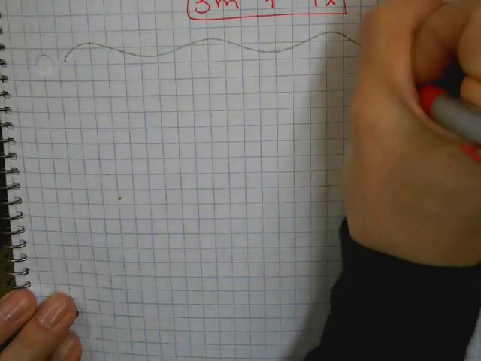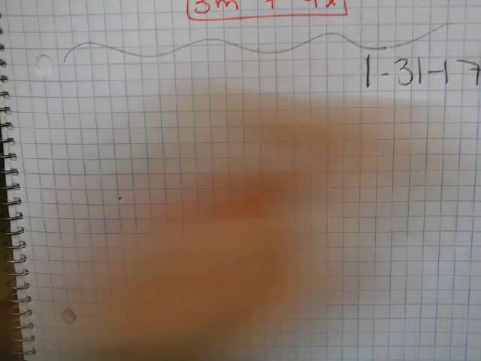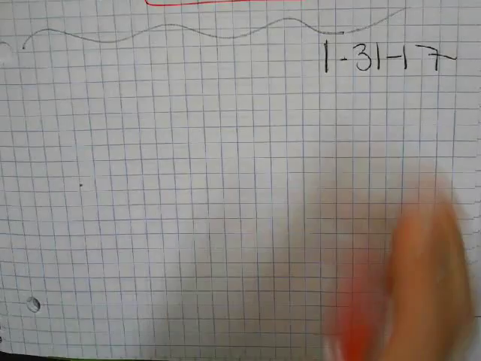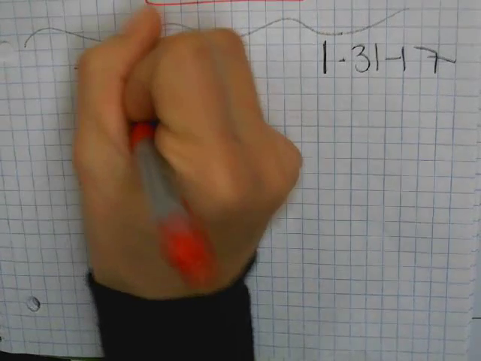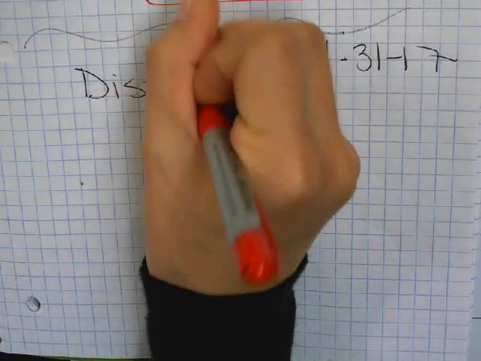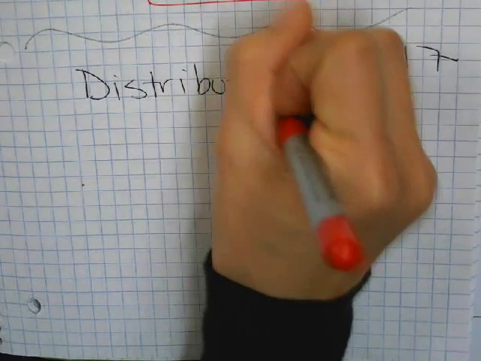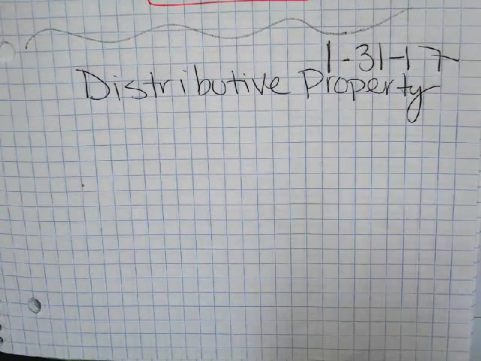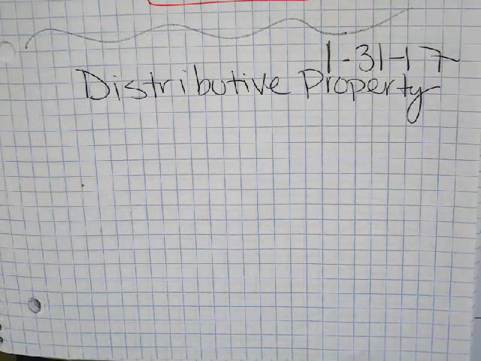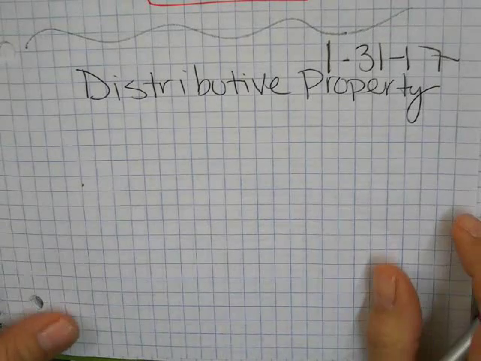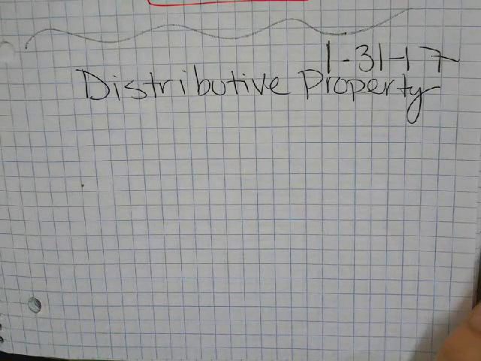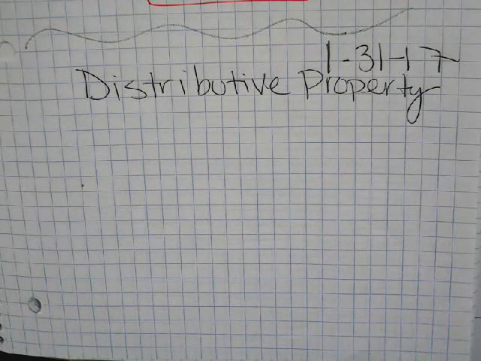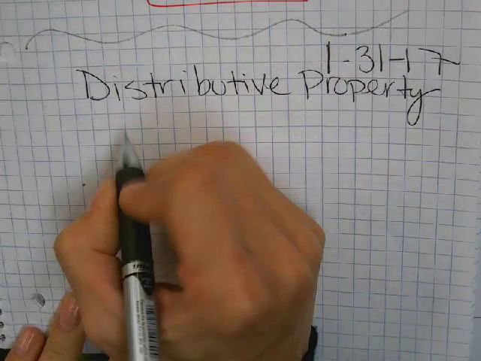Okay, today's date is 1/31/17. Distributive. Distributive property. Alright, exactly. So, let's make sure that we're on task. Okay, let's go real quick over what we learned yesterday.